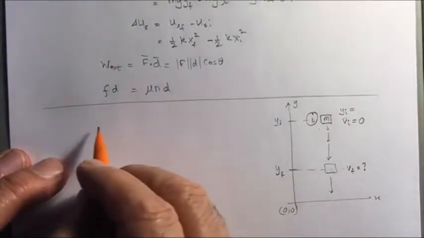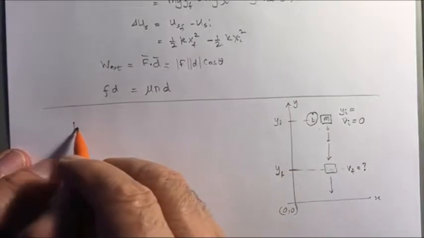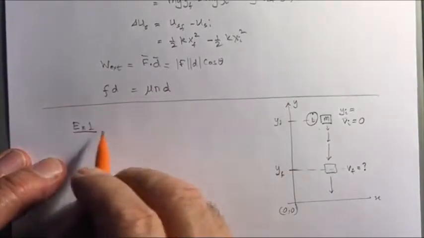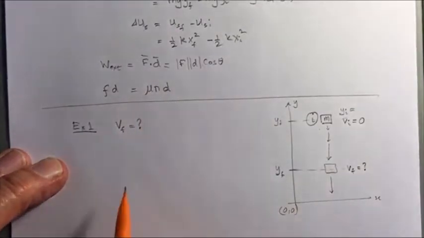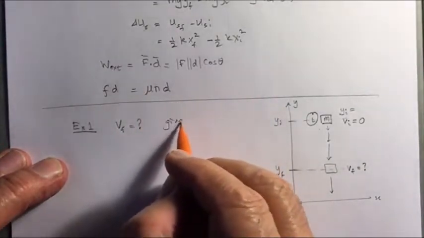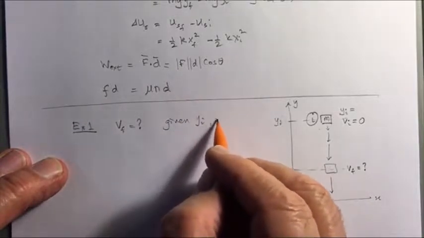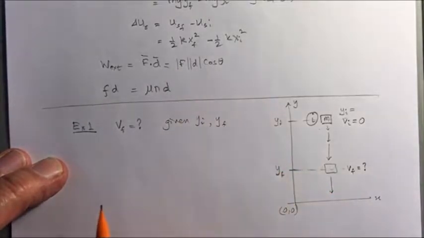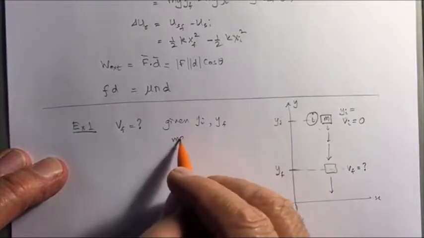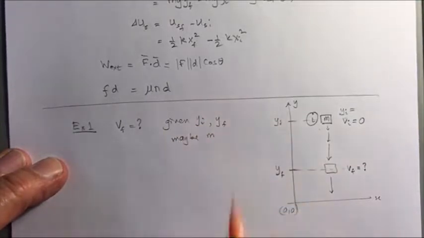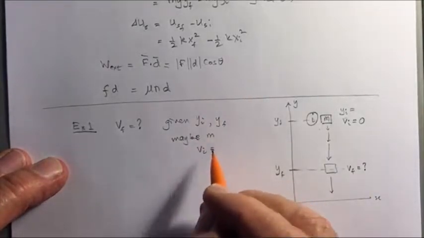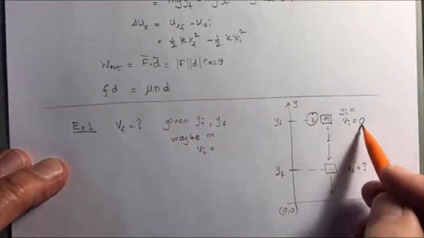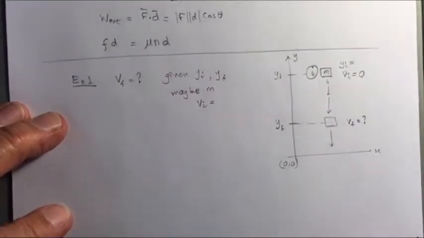So the question is example 1, that if we drop that, v final is to be found given y initial, y final, and well, maybe the mass of the object. Yes, we also need V initial. That's also given. In this case, we took it as 0, but it may not be 0.